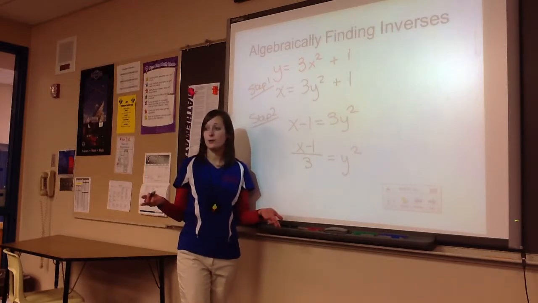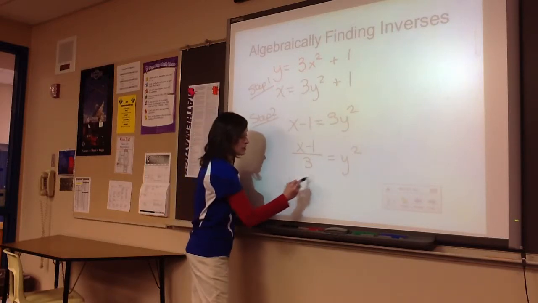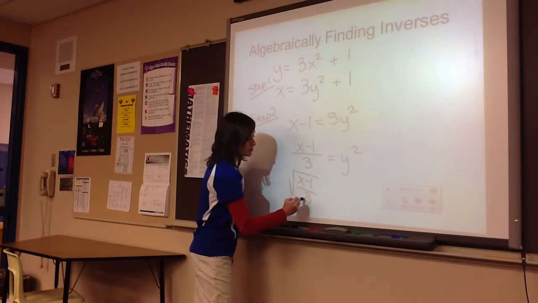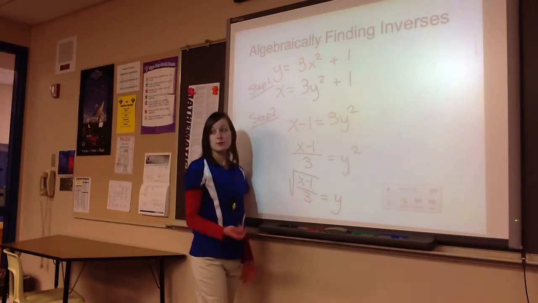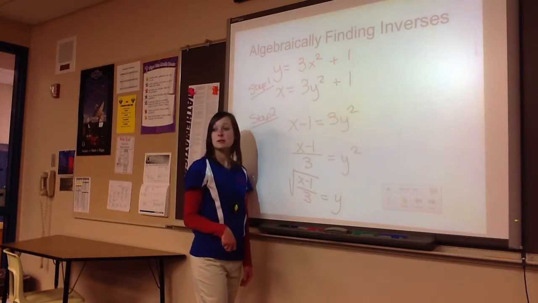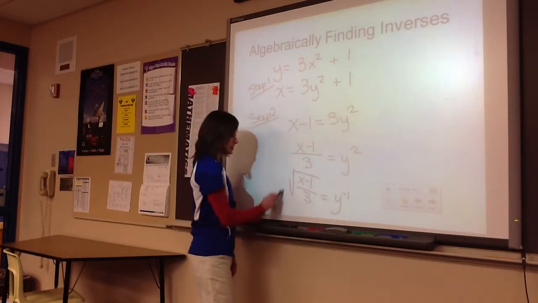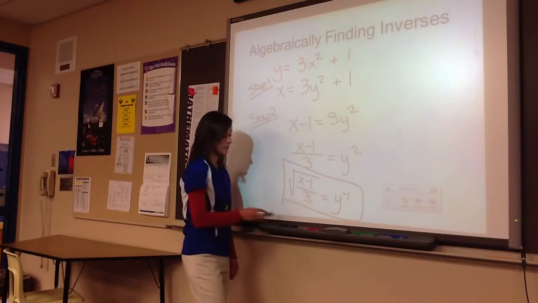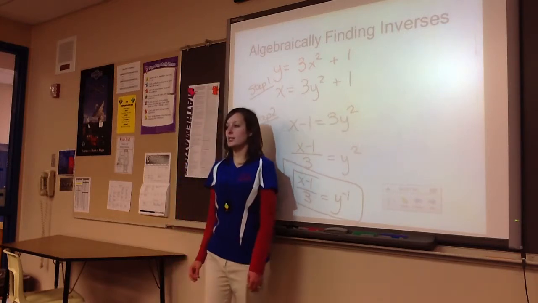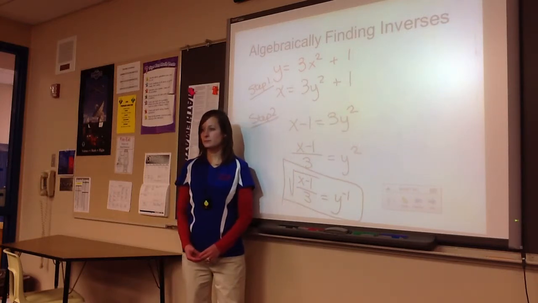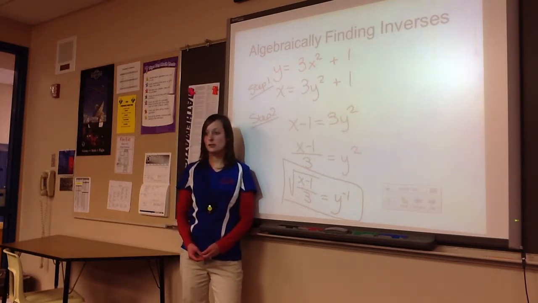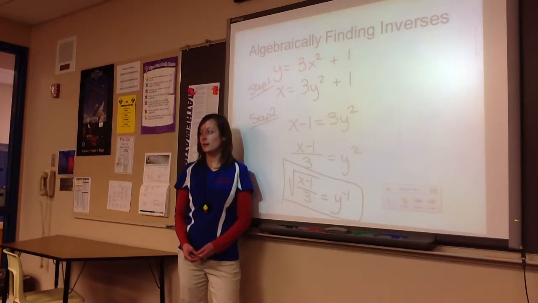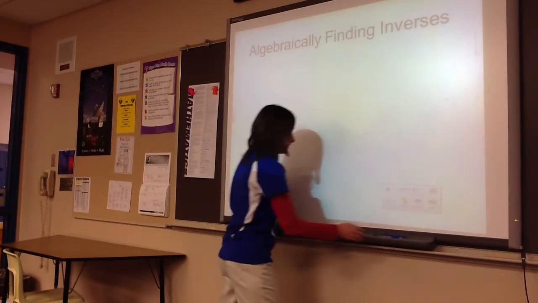Now what do we do? Square root. That is the most common mistake made, is people will square root too soon. So step 3 is to do what? Put the negative 1 on it to denote it is your inverse. Questions? Comments? Try another one? Yeah. All right.